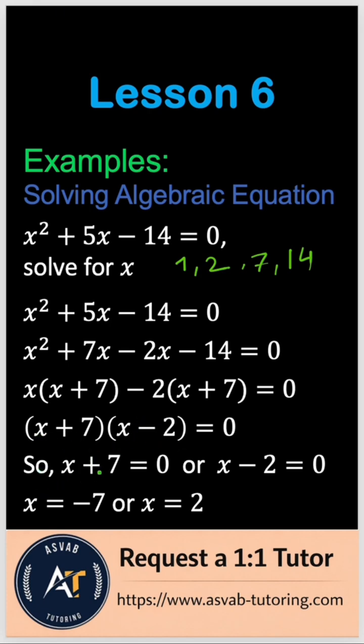Now it's either x plus 7 equals 0 or x minus 2 equals 0, as if the product of two terms equals 0, then at least one of the terms is 0 itself. So if x plus 7 equals 0, then x equals negative 7. And if x minus 2 equals 0, then x equals 2. Because if we bring this positive 7 to this side, it becomes negative 7. And if we bring this negative 2 to this side, it becomes positive 2.